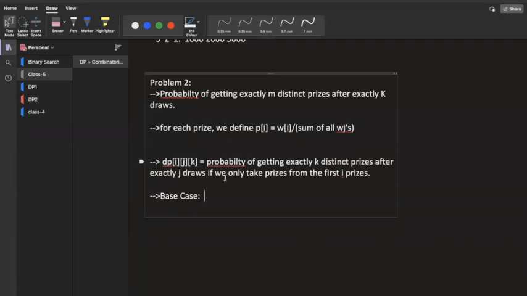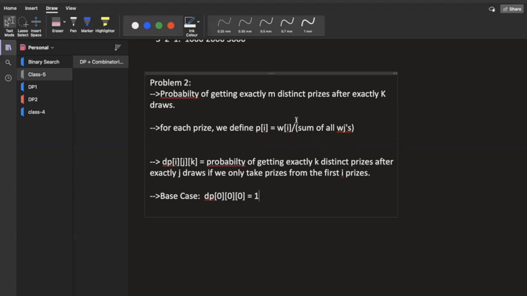Obviously, when I haven't looked at any of the prices, the number of draws is equal to 0. So the number of draws will be 0 and the number of distinct prices will also be 0. And the probability of this happening is 1, right? So dp of 0, 0, 0 is equal to 1. This is the probability of getting 0 distinct prices if we only take into account the prices from 1 to 0, which is a null range, and the number of draws will be 0. So dp000 is equal to 1. This is our base case done.